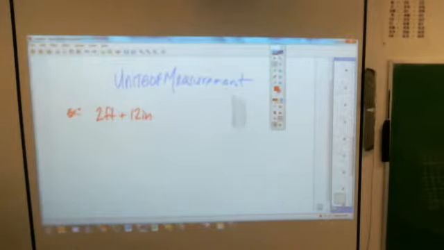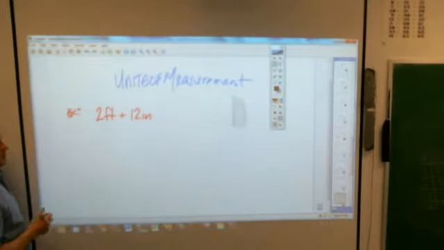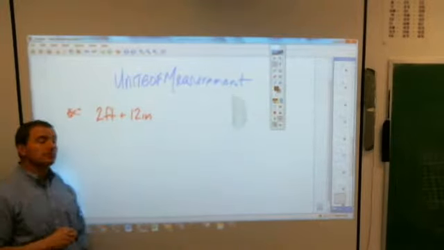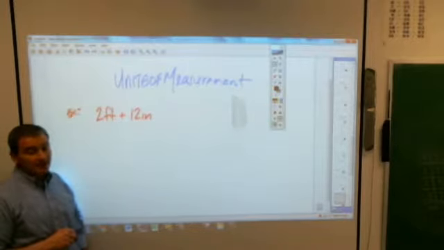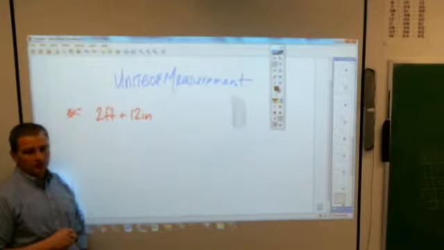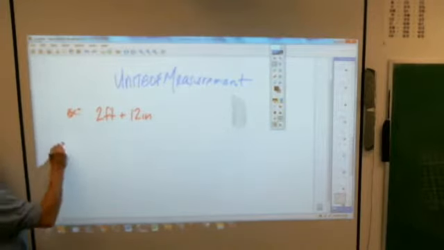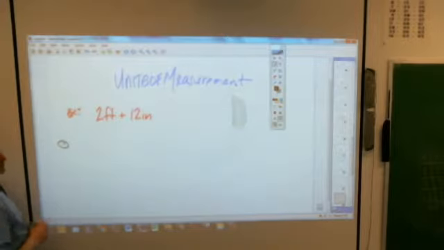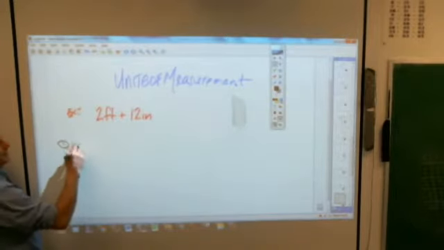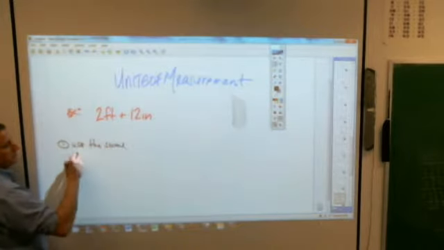When you see problems when we talk about measurement, the first thing you must be certain of is, in a problem like this, I could add those together and get 14, but 14 is probably not going to be right. Why, Zach? Because a foot is 12 inches, so 2 feet is 24. Yeah. So the first thing you always have to make sure of when you do math and measurements is that you are using the same units of measurement.